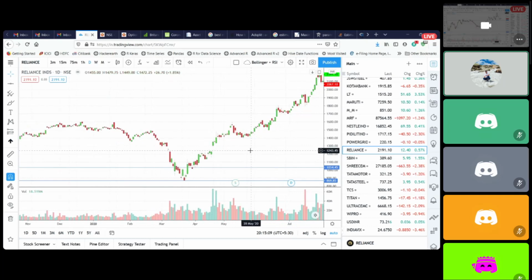Okay, and then later on, Reliance also went on to make a new all-time high here in June itself, which was also significantly before Nifty. So from a long-term entry perspective, again, 1600 could have been another entry point from that angle.